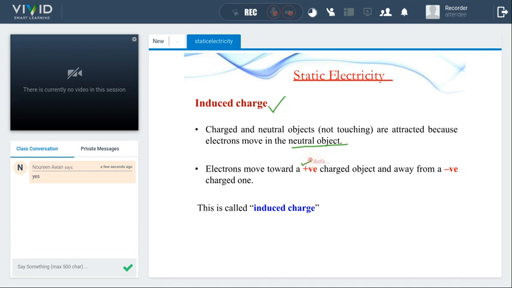Wherever there is a positive charge in excess, there must be a transfer of the electrons from the negative to the positive place, and away from the negative charge. That is again the concept of like charges repel each other and opposite charges attract each other. This is called induced charge.